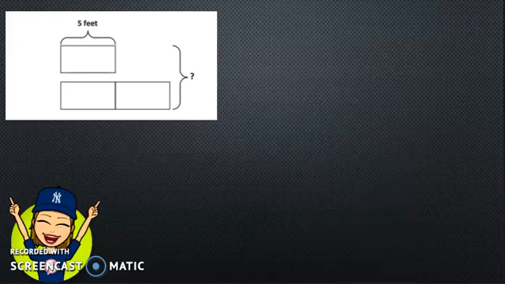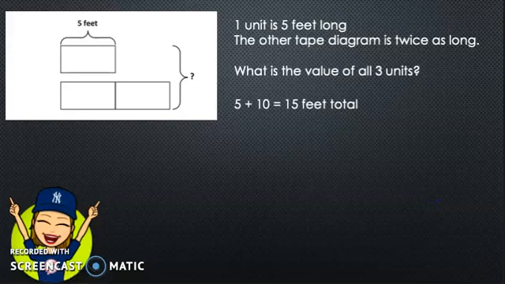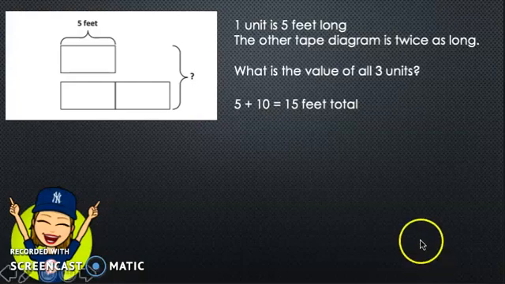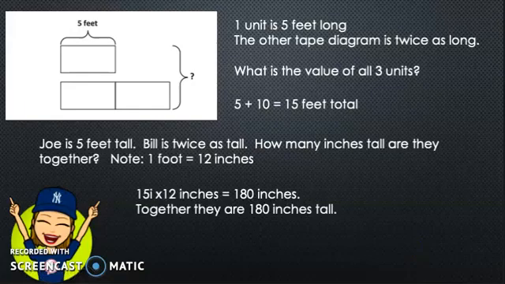Okay, friends, pause if you need more time. So on your paper, you should have the tape diagram that you see on the screen, as well as a statement that tells me 5 feet plus 10 feet equals 15 feet total. The last step, you should show a multiplication step of 15 times 12 equals 180 inches to determine the total height in inches. Did you get 180 inches tall?